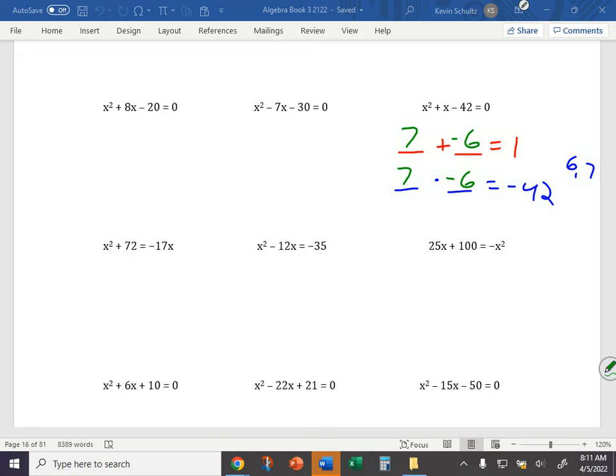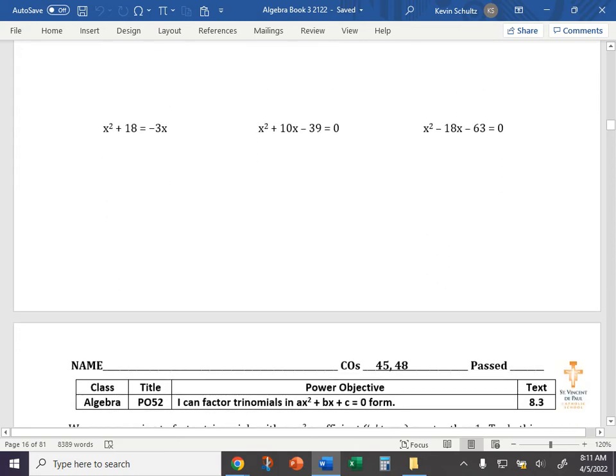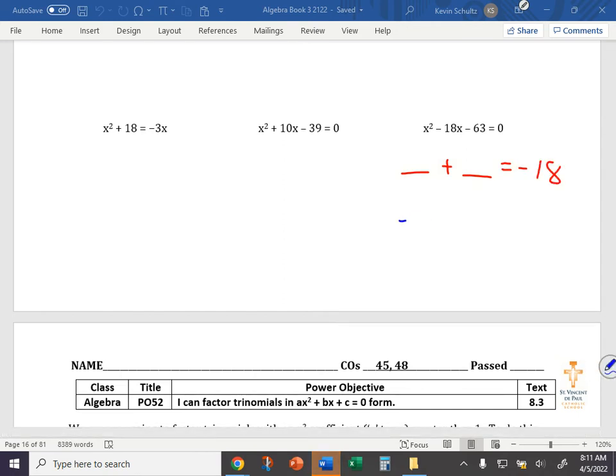Kylie. The last one on the second page? We're looking for two numbers that add to equal negative 18, and those same two numbers multiply to equal negative 63. I don't think it's possible. What are some factor pairs of 63?